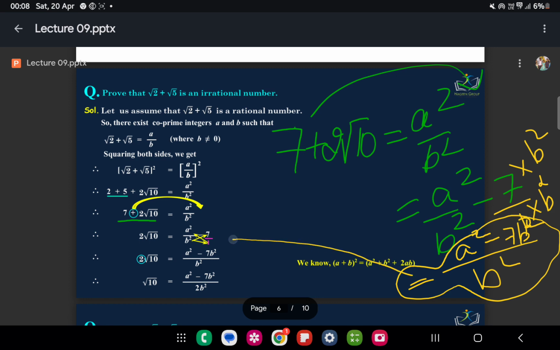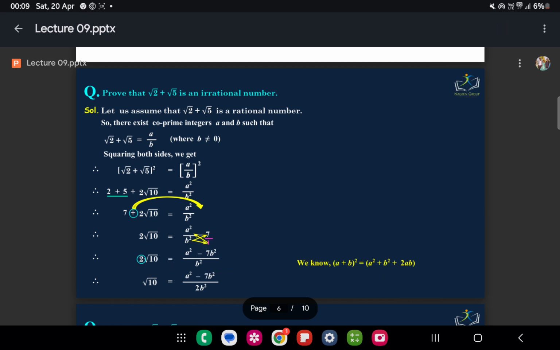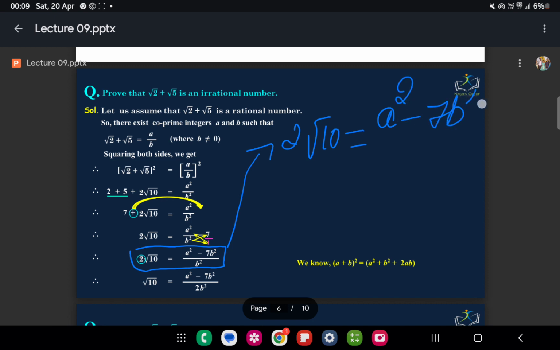So that one we have written here, this is the step we are having here. So 2 root 10 equals to a square minus 7b square divided by b square. Then we go for the next step, continuity of this step I am writing here, 2 root 10 is equals to a square minus 7b whole square divided by b square.